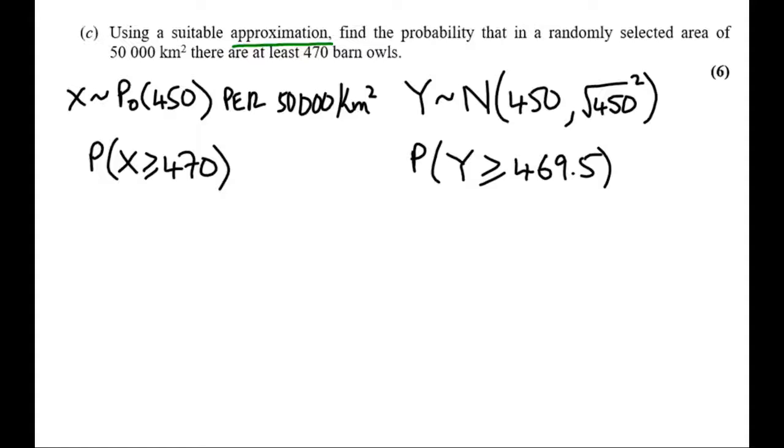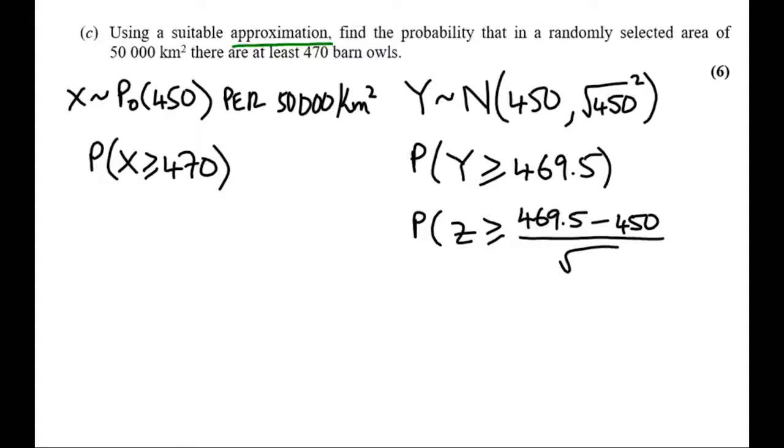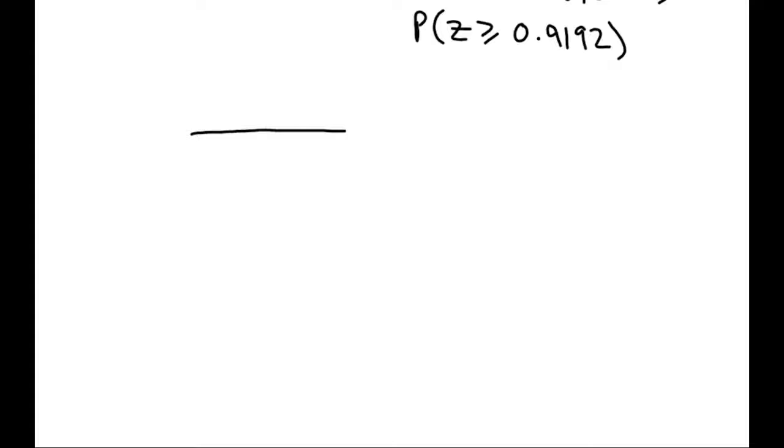From here, we're going to go ahead and standardize using the standardization formula. So the probability that Z is greater than or equal to my x value minus the mean of this distribution, that's the 450, divided by the standard deviation, that's the root 450. Be careful to write the standard deviation squared whenever you state the normal distribution, just to make sure that we get this correct value in the denominator. Okay, we'll go ahead and plug that into the calculator, and that gives me a z-score of 0.9192.